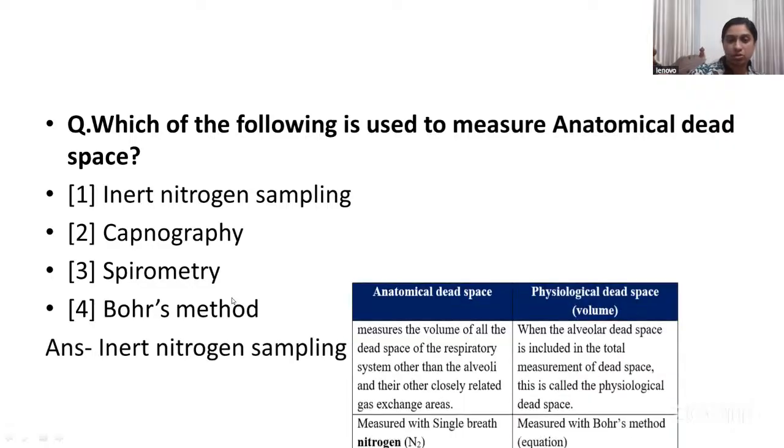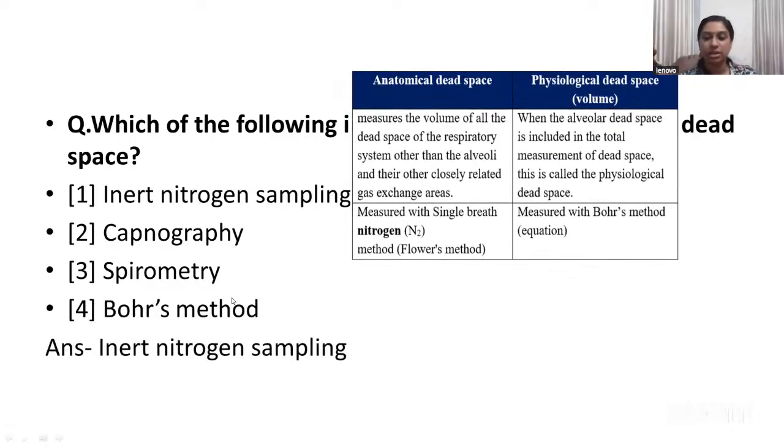So what is basically anatomical dead space? That means the parts of the respiratory tract which are not involved in gaseous exchange. That means the nose, larynx, etc. They are only acting as a passageway for the air movement, and no gaseous exchange is taking place in such parts of the respiratory tract, and hence they are called anatomical dead space. There is a physiological dead space also, that involves the alveoli.